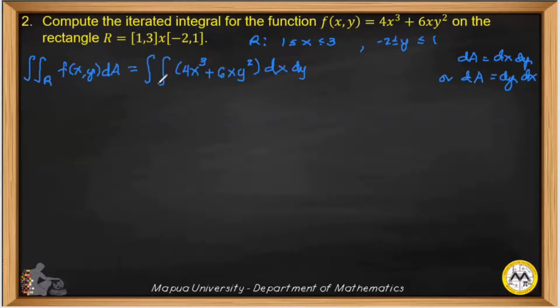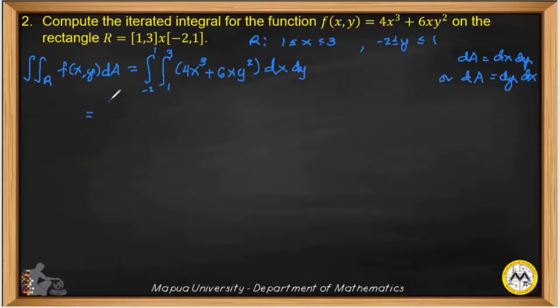Therefore, the limits of integration will go from 1 to 3. X goes from 1 to 3, and the outer limits of integration go from -2 to 1. So to evaluate the integral, we will evaluate the inner integral in x first, and when we evaluate the integral in x, the variable y will be temporarily held as constant.